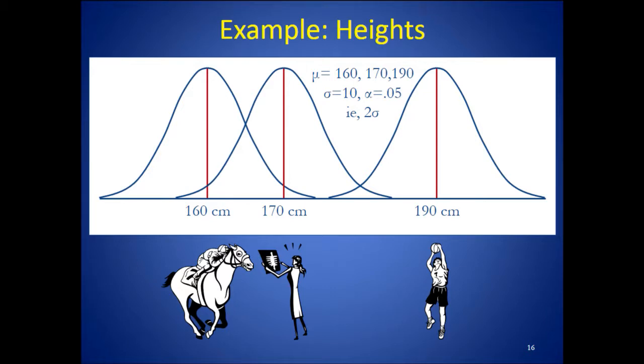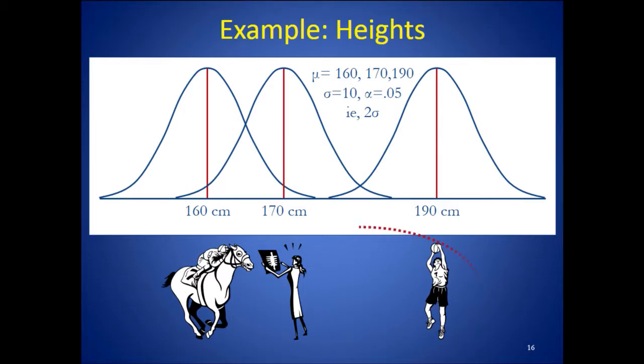Okay, I'm going to keep going here with the heights. What we're going to do is compare the mean heights of people in 3 different populations. We're going to compare the heights of jockeys, first-year medical students, and basketball players. And again, we're going to pretend to be at least partially all-knowing for some of these examples. So the actual population heights are listed across the top there. For jockeys, 160, for medical students, 170, and for basketball players, 190 centimeters with standard deviation of 10 centimeters in each group.